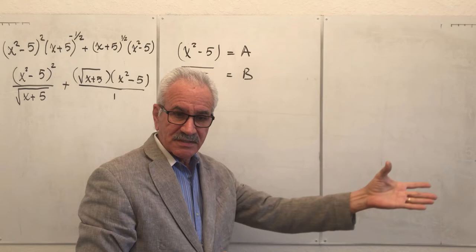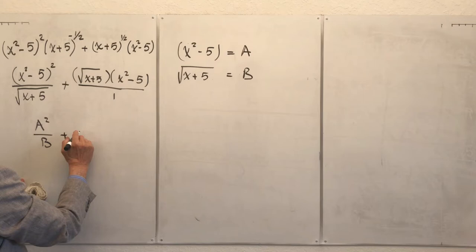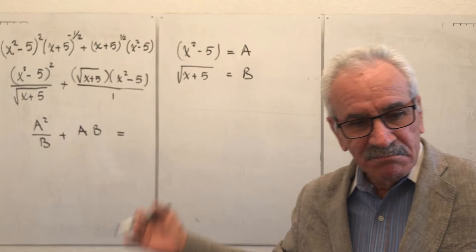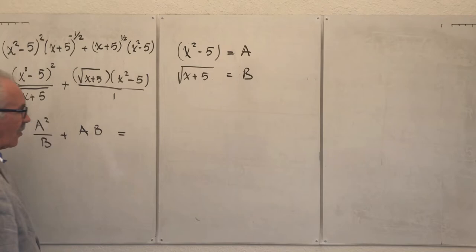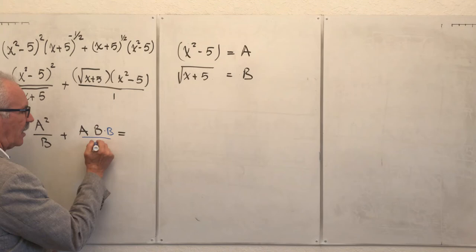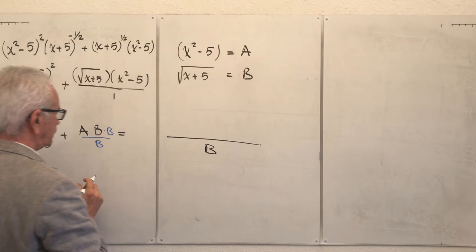So we have here A squared divided by B plus AB equals to something. That's our equation. And there are many ways to solve it. One of them by creating a common denominator: times B divided by B. And we can rewrite with common denominator B here: A squared plus AB squared.